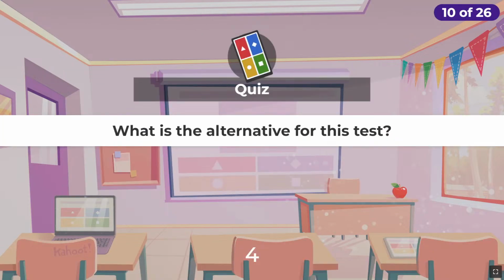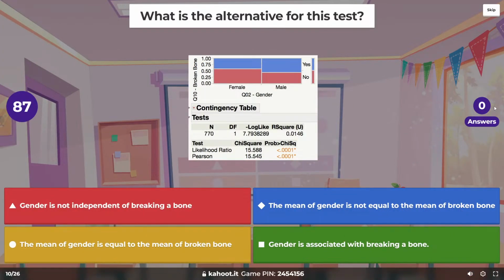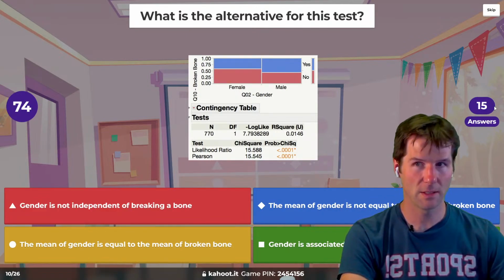So next question, what is the alternative for this test? I can't remember if it's the same test or not, but you got it. Just remember the null hypothesis, a lot of time on here. So when it's quantitative data, it's independent. Be very careful, Caroline. So this right here, this is the chi-squared test of independence.